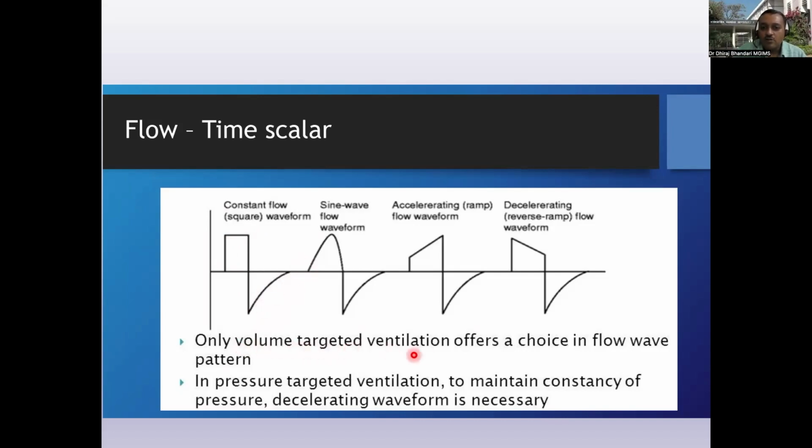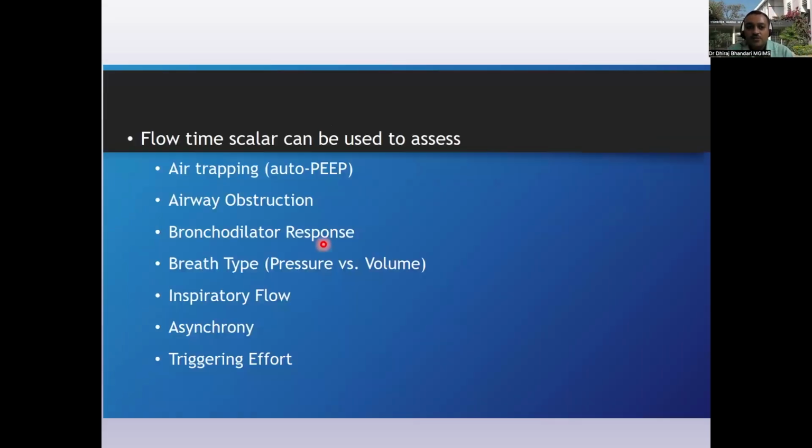So only volume targeted ventilation offers a choice in flow waveform pattern as to how you want it, isn't it? In a pressure targeted ventilation, to maintain the constancy of pressure, only the decelerating waveform is used. So this is something, a decelerating waveform which is there. So we need to be very clear about various types of flow waveforms which are seen in this patient.